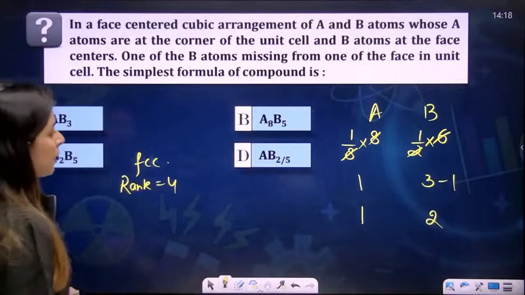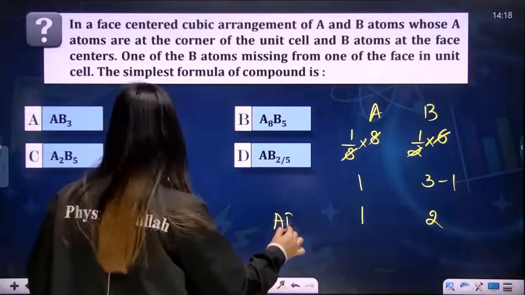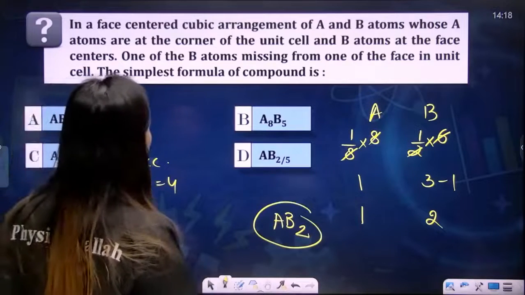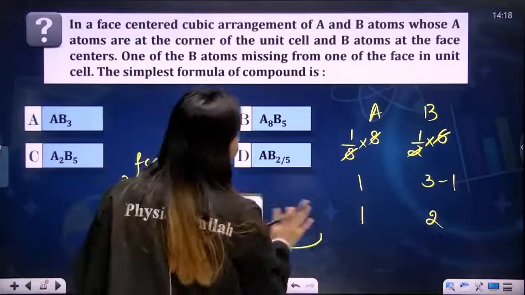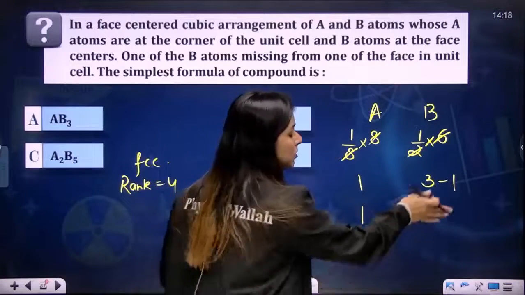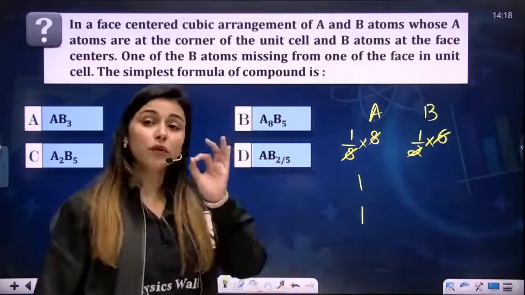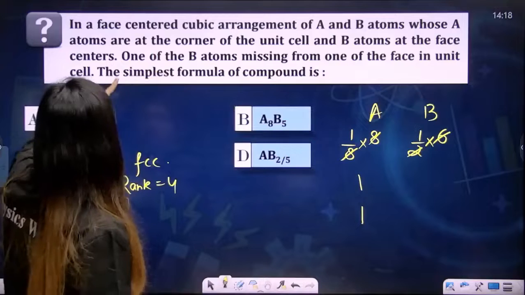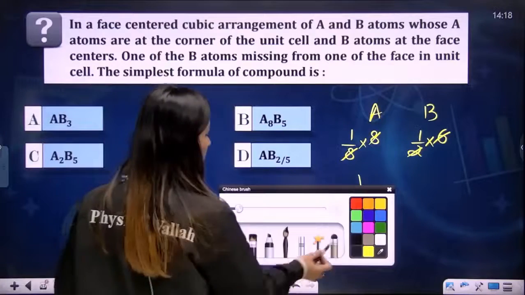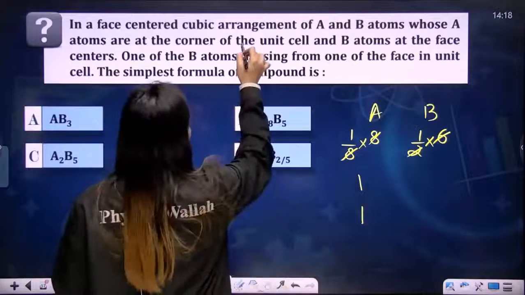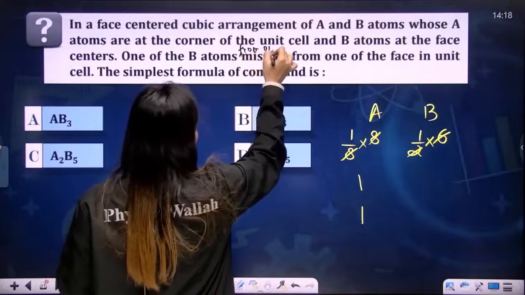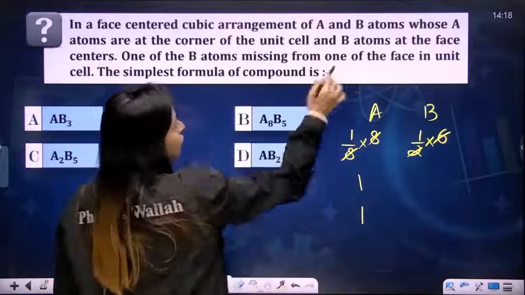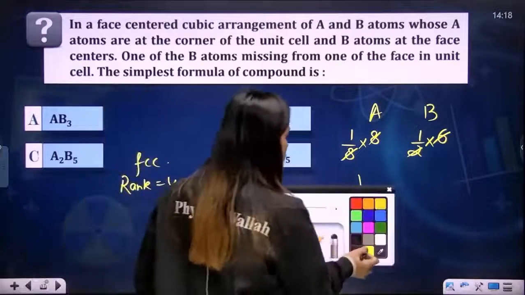The formula of the compound would be AB2, right? In a face-centered cubic arrangement of, okay, no, only one atom is missing, not one complete atom. It is saying that from one face an atom is missing. The line should be B atoms, one of the B atoms from one face. Okay, it is written here, missing from one face of the atom. Okay, now let's try to understand this.